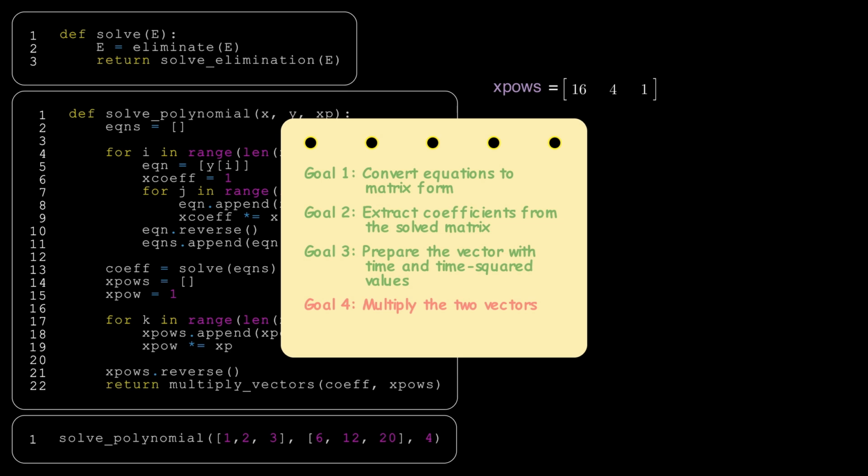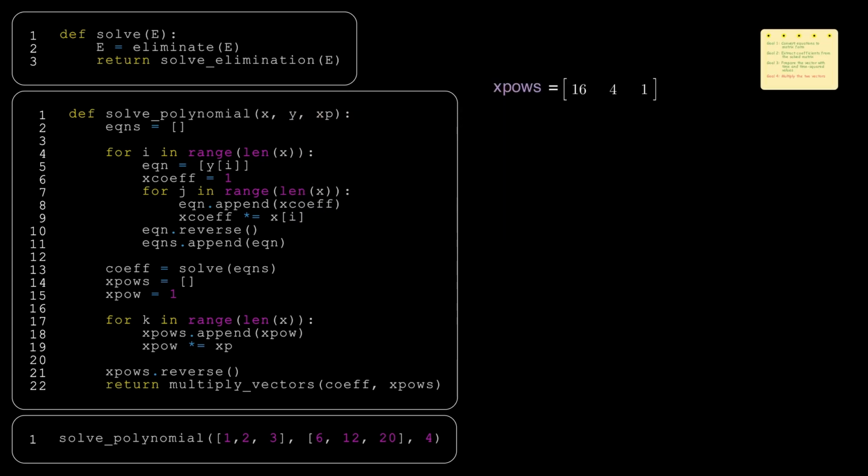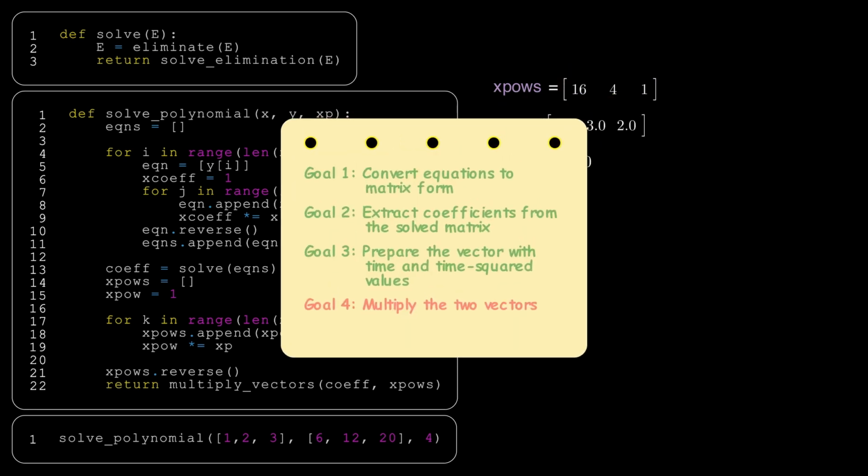Let's proceed towards the last goal. Now that we have both vectors, xpows and coef, we can use them to calculate the final result. Starting with the first coefficient, 1 multiplied by 16, the first power in xpows. Next, we add 3 times 4, the second power in xpows. Finally, adding 2 times 1, the last power in xpows, to complete the calculation. The polynomial's value at x equal to 4 comes out to be 30. By multiplying the two vectors, we were able to calculate the traffic value at time equals 4, reaching our final goal.